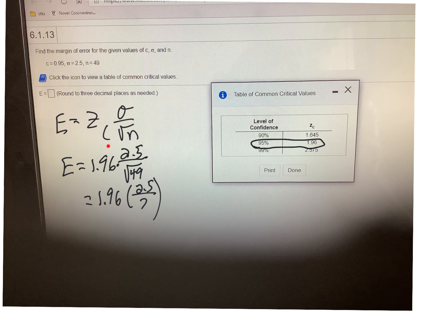So here's the formula. It's Z sub C times sigma over the square root of N, and you're given these two values you put in, and this table gives you this value here. So you put the 1.96 there. Sigma is 2.5, N is 49. Square root of 49 is 7. So it's 1.96 times 2.5 over 7.